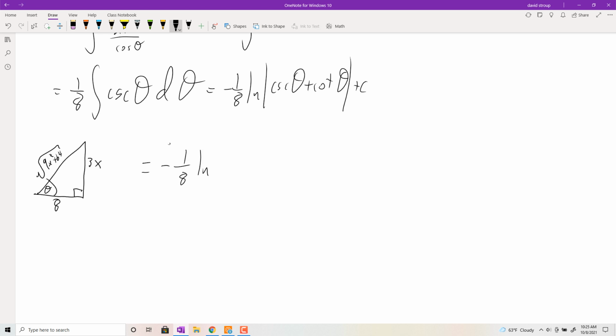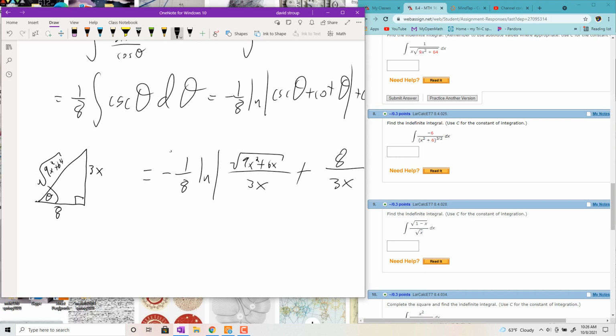Negative 1/8 ln absolute value cosecant is the same as 1 over sine. So it's going to be hypotenuse over opposite. So square root of 9x squared plus 64 all over 3x. Plus cotan is going to be adjacent over opposite, so 8 all over 3x plus c. You can literally leave it like that, just plop it into the machine. Let the machine do the work, I guess.